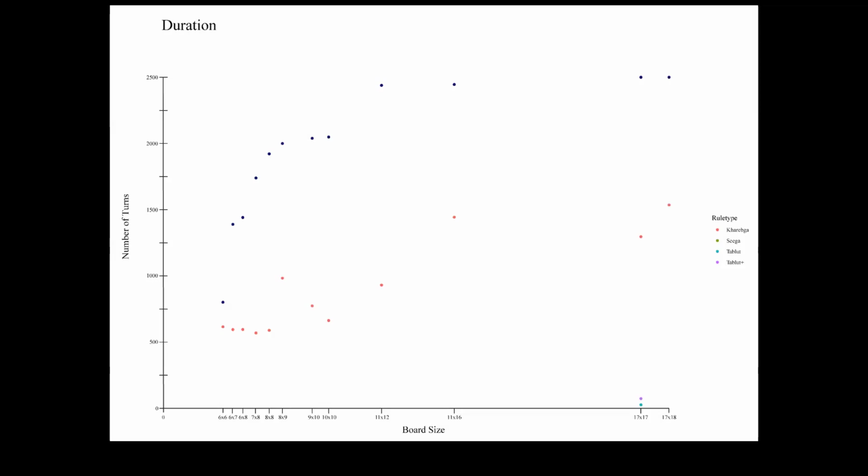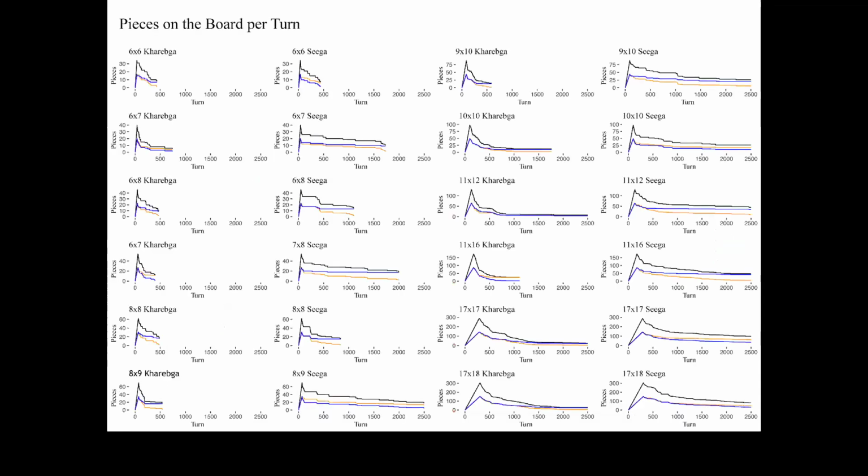So we thought we might look at it in a little more detail to see what is going on as gameplay is actually happening. What we looked at here, in black, is the total number of pieces on the board at each turn, whereas I think blue is player 1 and orange is player 2, for both rule sets. It goes down with increasing board size.